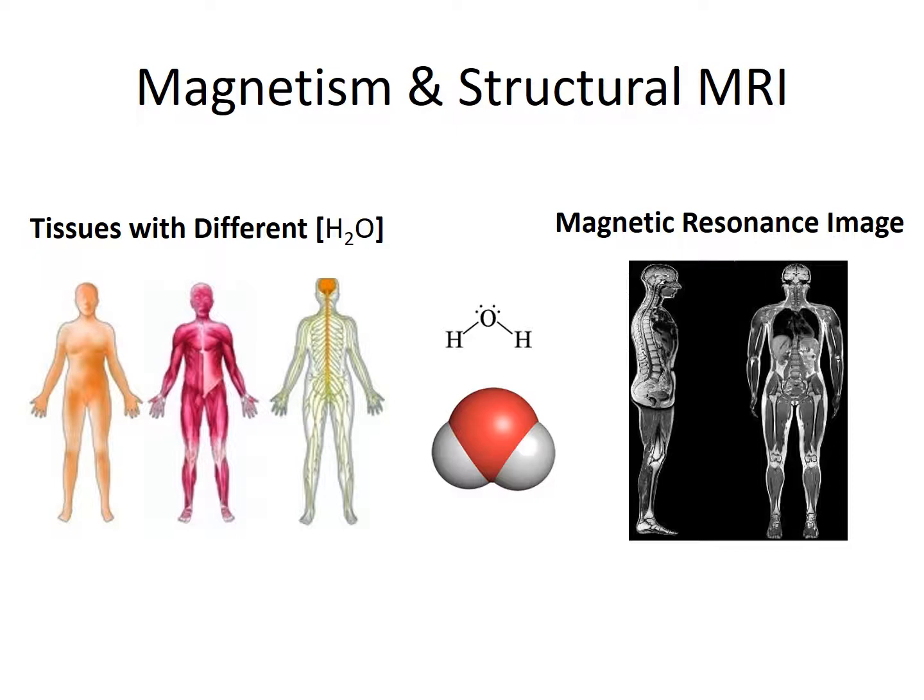When this field is turned off, the hydrogen protons release this energy at a radio frequency which can be detected by the MR scanner. The differing amounts of energy released vary between tissue types, causing the multicolored contrasts we see in this image here.